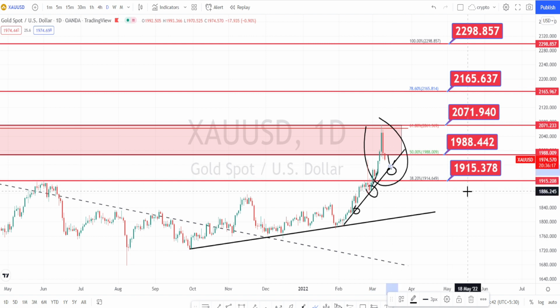and only when it breaks this support line or the trend line, and it has to break this support level of 1915, then only we can say that it is a bearish trend reversal. Currently the price action is still in a very strong bullish trend.